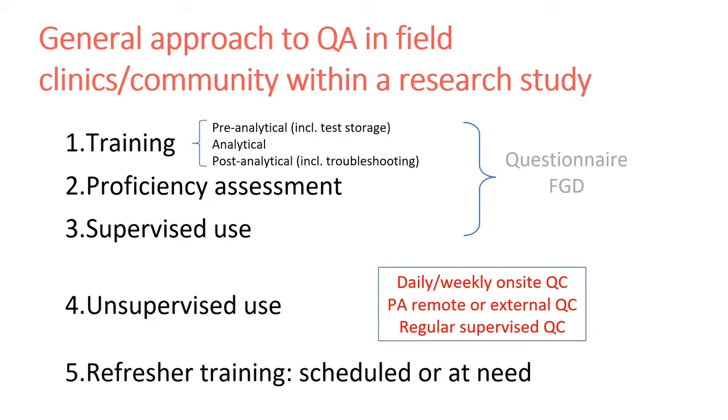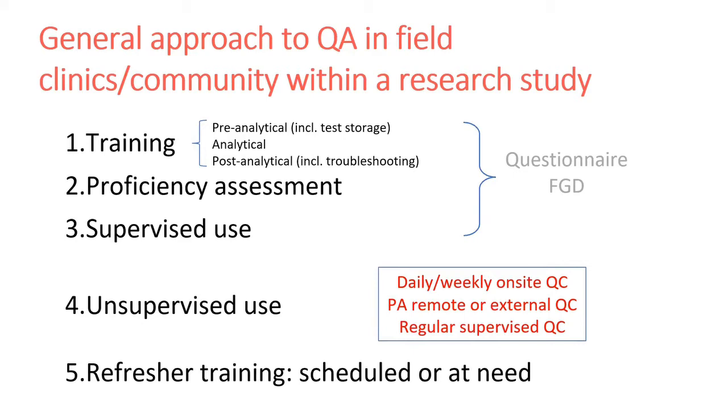After this phase, we would go into the actual testing phase where the use of the test would be mainly unsupervised. That's where we would implement some sort of QC. This depends on the setting and the situation, but there are different strategies that we can use. We can use a daily or weekly on-site QC where the user would utilize some of the controlled samples that are available. This helps the user check frequently whether the test is going okay.